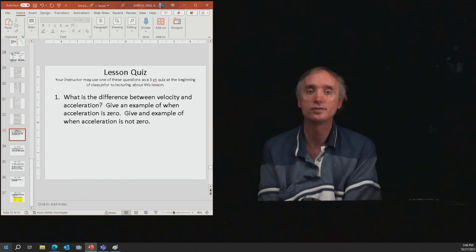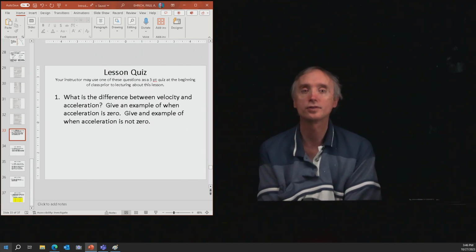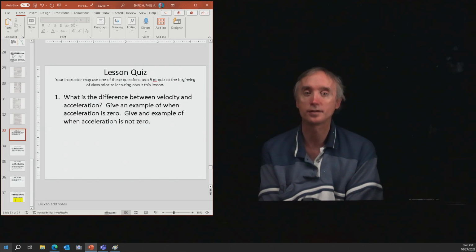Okay, it's now time to take our lesson quiz. Question number 1. What is the difference between velocity and acceleration? So velocity is going to be how fast you're going, and then acceleration is going to be how fast your speed is changing. So it's the change in your speed per unit time. So it's how fast is your speed changing.